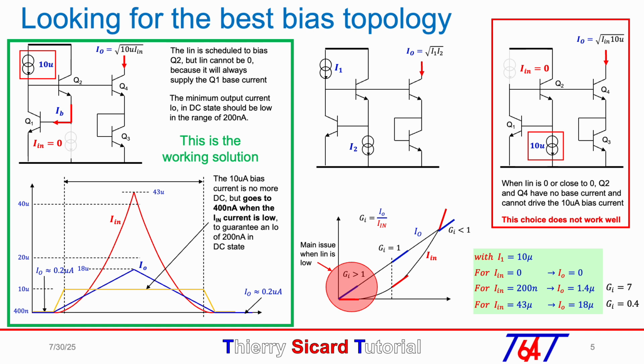The 10 microamp DC bias current is then no longer DC but is low when I in is low, to ensure that the DC output current is not too high, as indicated by the red signal.